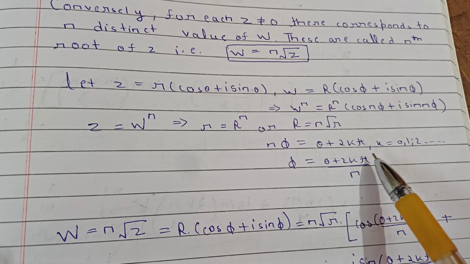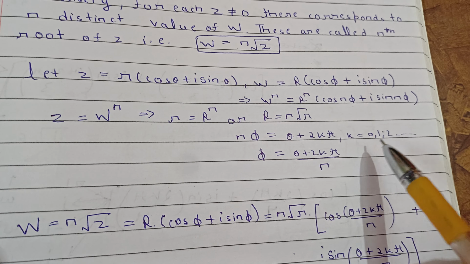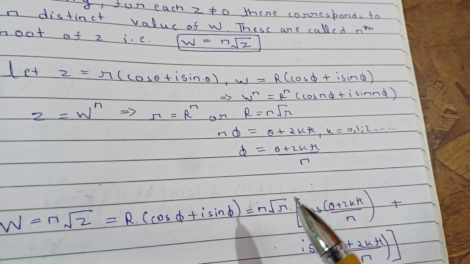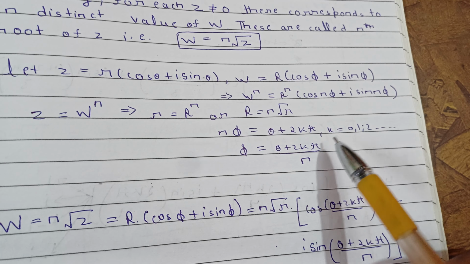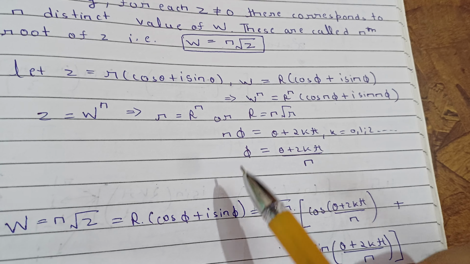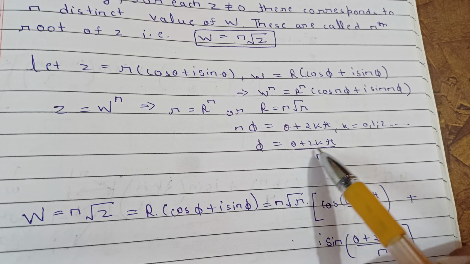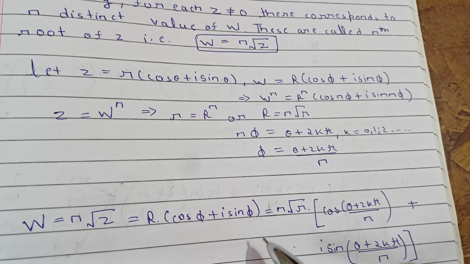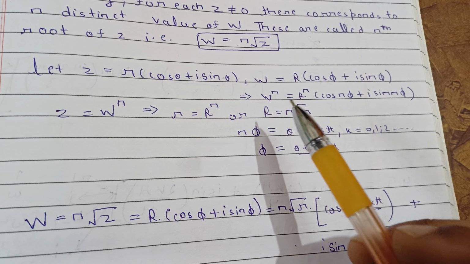Now nφ is θ plus 2kπ, where k corresponds to 0, 1, 2, meaning it will go up to n minus 1. If n is 2, then it will go 0, 1. If n is 3, it will go 0, 1, 2, meaning k will go up to n minus 1. So from here we find the value of φ, it will be (θ plus 2kπ) over n. Now we need the w, that is the roots.